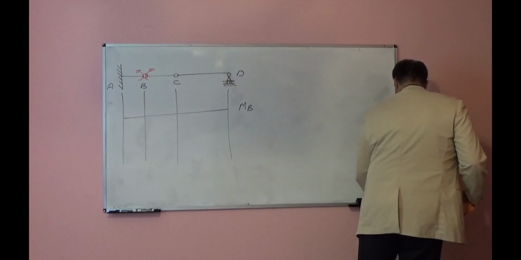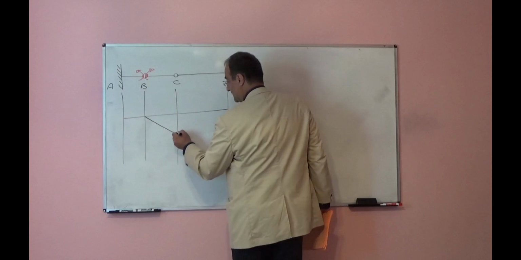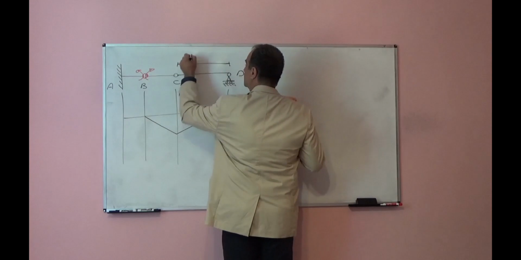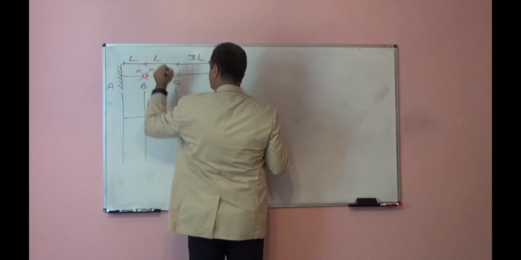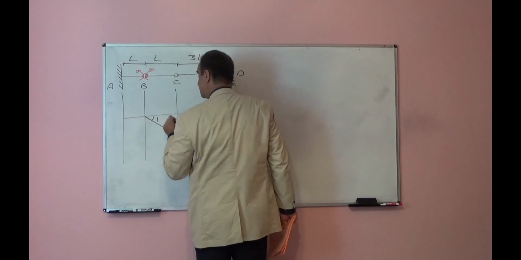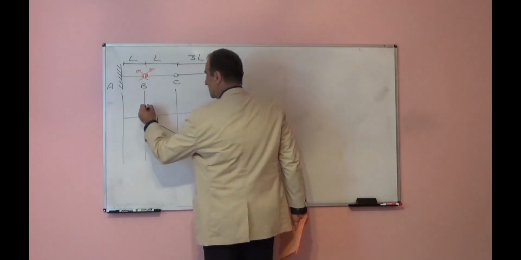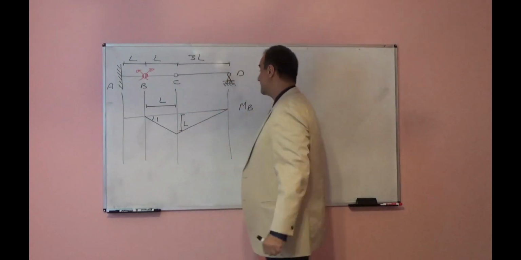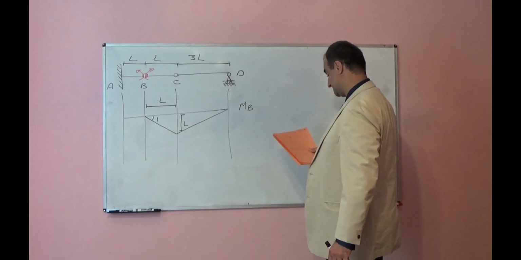So the form shape for a structure will be this shape. If this is, for example, 3L, this is L and L, because only one side can rotate, this angle will be 1 radian, it will be unit angle. So if from here to here it is L, this height will be L as well. So this will be moment influence line at point B.